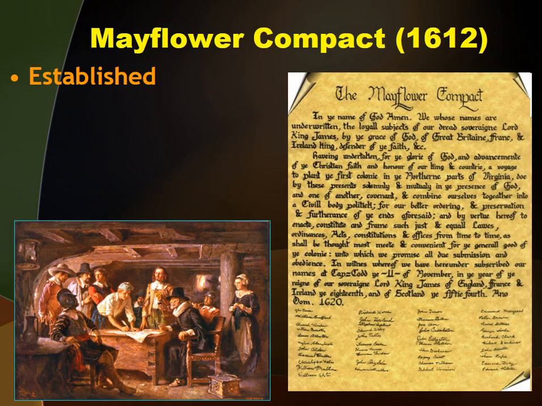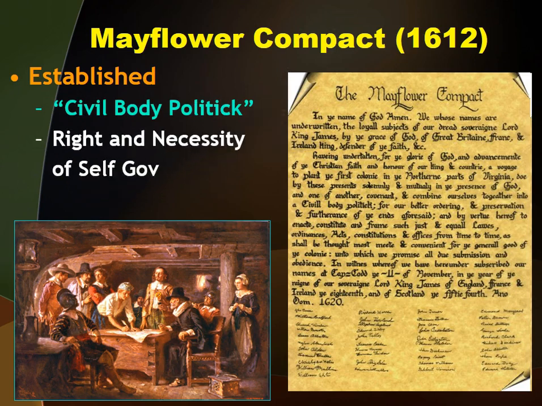Next document we're going to look at is the Mayflower Compact of 1612. The Mayflower Compact established what was known as a civil body politic. What does that mean? Well, there's all these people who are going aboard the Mayflower. They're coming to the New World, and they know that they're going to be thousands of miles from the British system, the British courts, the British everything, and so they knew that they were going to have to agree to protect each other, and they were going to have to agree to respect each other's rights.